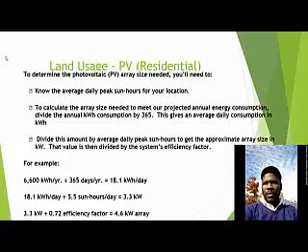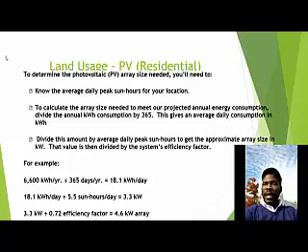So let me give you a quick example. Let's say you use 6,600 kilowatt hours a year. Divide that by 365 days, and you get about 18.1 kilowatt hours per day. Then you'll divide that by 5.5 sun hours, that's the peak sun hours per day. You'll get about 3.3 kilowatts.